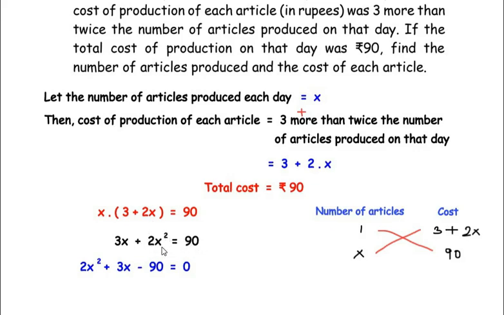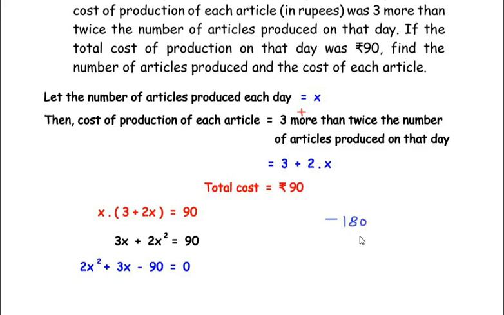Now rearranging this equation and taking 90 on the left hand side, we get 2x square plus 3x and plus 90 becomes minus 90 equal to 0. Now we have to start with the factorization. So for the factorization, we are going to multiply the coefficient of x square, that is 2, with the constant, which is negative 90. So 2 times negative 90 gives us negative 180.